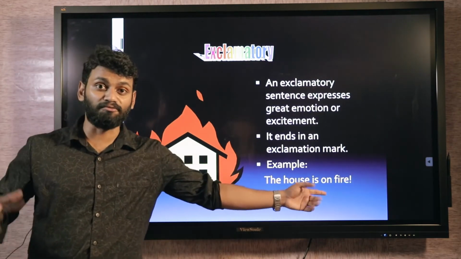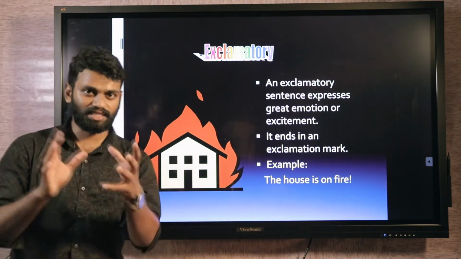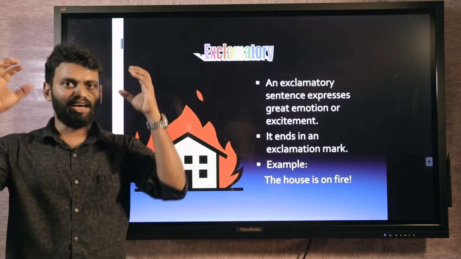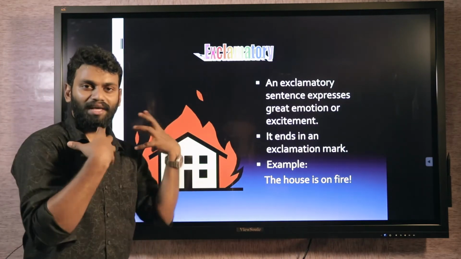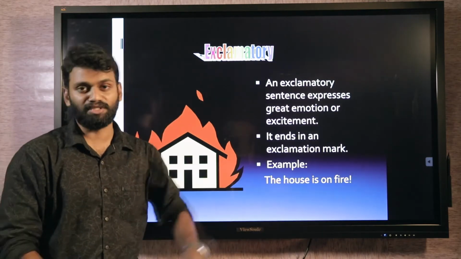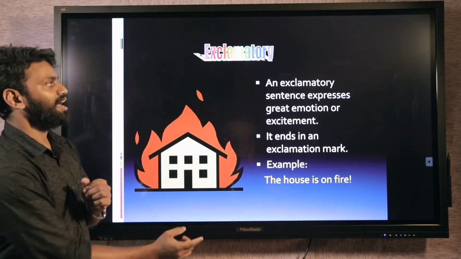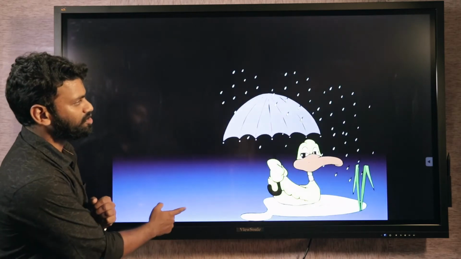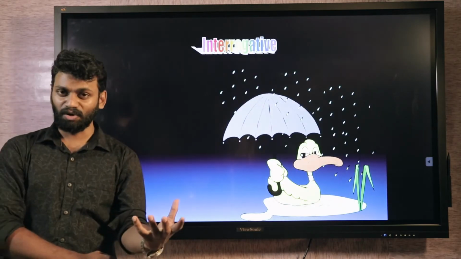Let's look at the example. The house is on fire. When the house is burning and somebody sees it, you are excited and you are in panic and you express that emotion. You see, you end that sentence with an exclamation mark. That's the third type of sentence. And we move on to the last one, interrogative sentence.